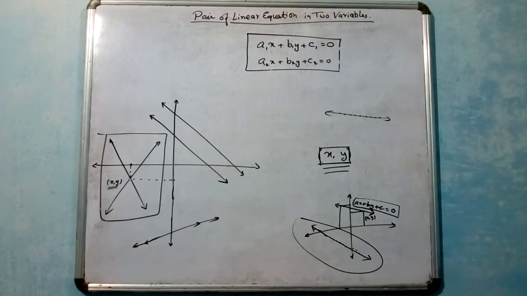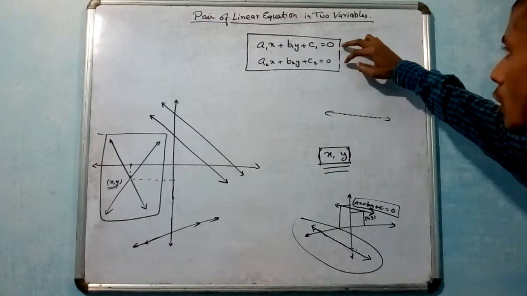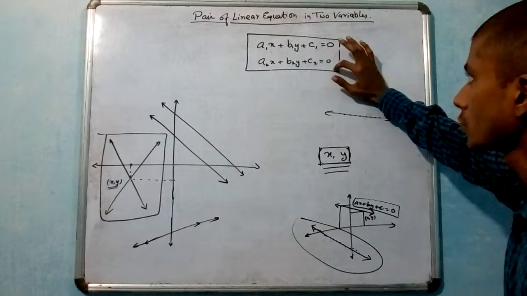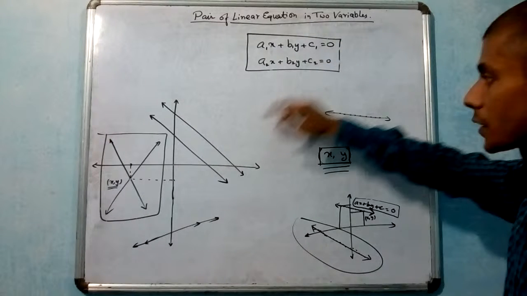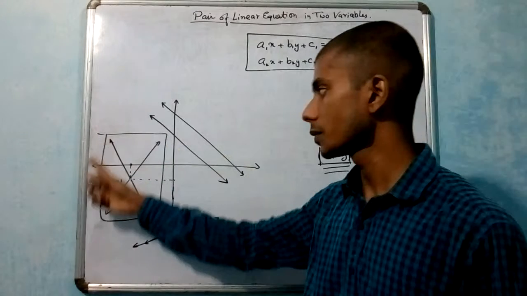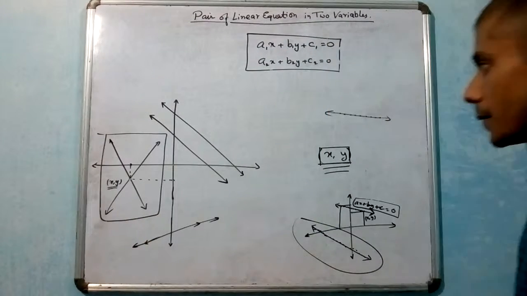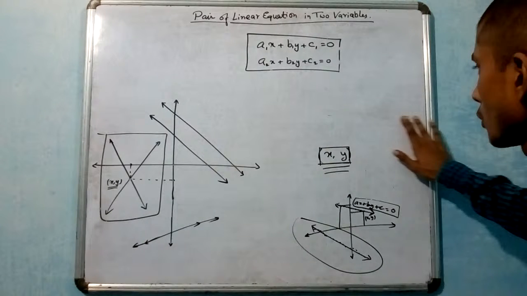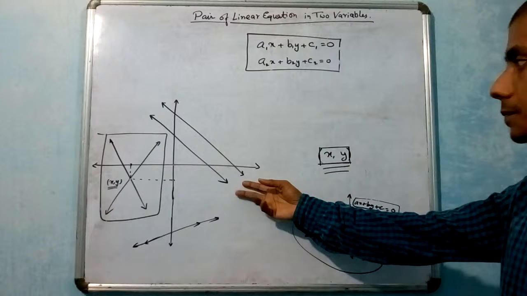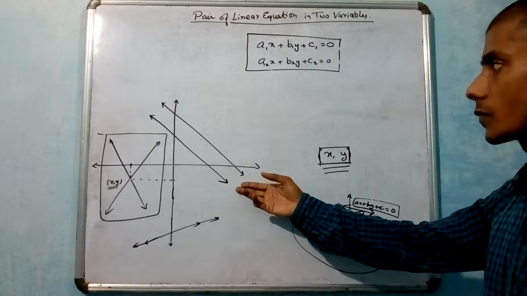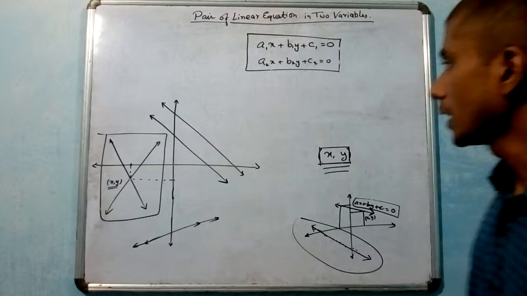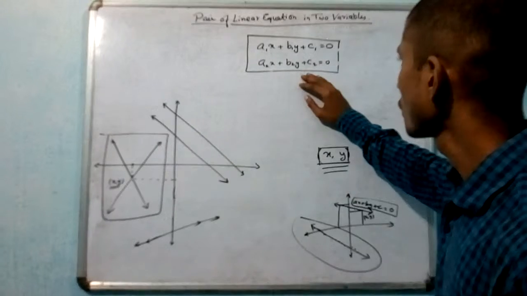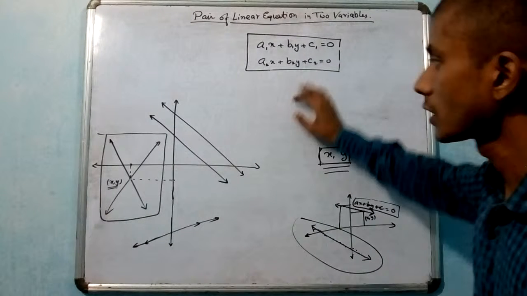Fine. So when we try to solve a pair of linear equations, we mean finding the values of x and y which satisfy both the equations. When we try to solve, we get graphically three possibilities, of which the first is what we discussed. What about the second possibility? The second possibility is that we may not get any common point, meaning both the lines may be parallel.